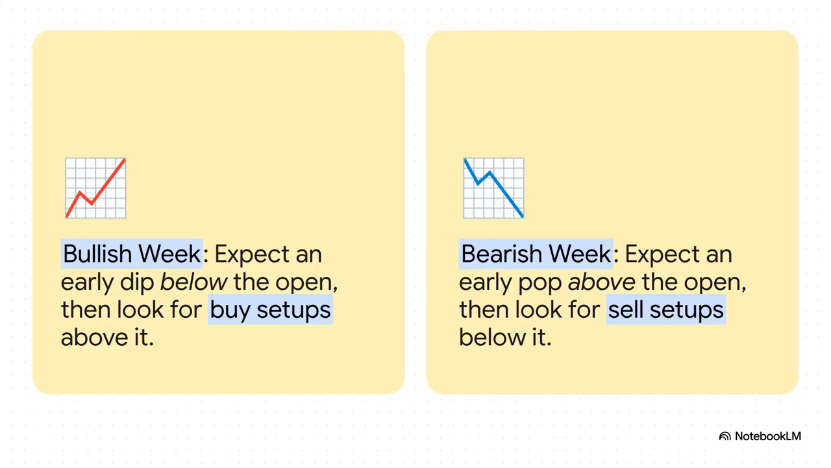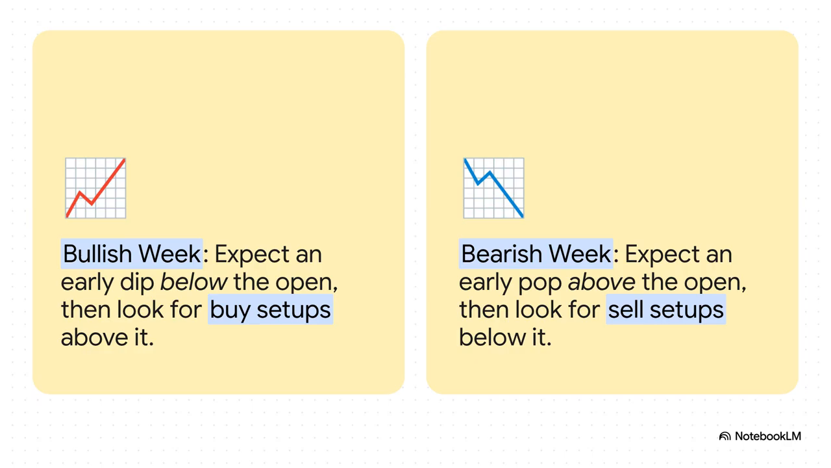So here's how we use that line. It's super clever. If we're expecting a bullish week, we actually want to see the price dip below that opening price early in the week. This is what's called a Judas swing. It's designed to fake out the sellers right before the real move up. As long as we stay above that open for the rest of the week, we're only looking for buy setups. And it's the exact opposite for a bearish week. We look for a quick pop above the open to trap the buyers, and then as long as we stay below it, we are only looking for sells.